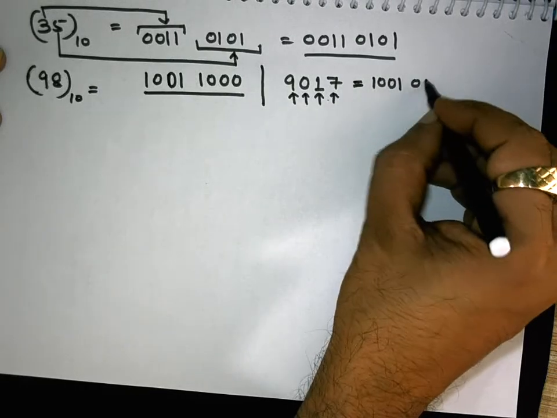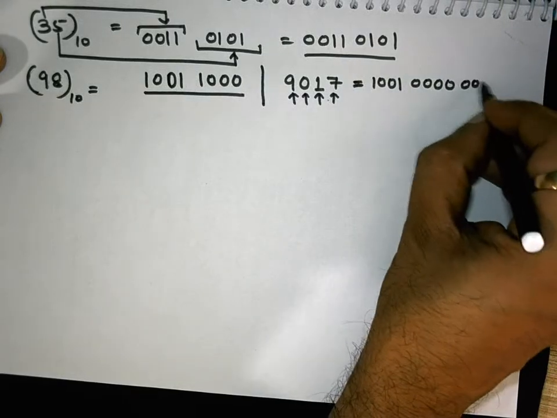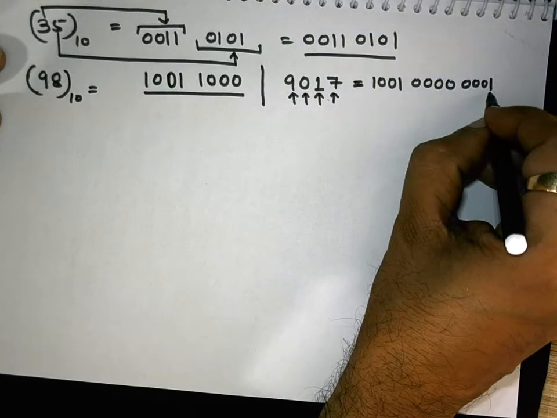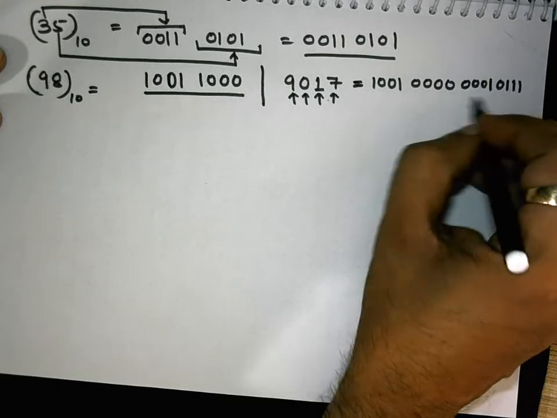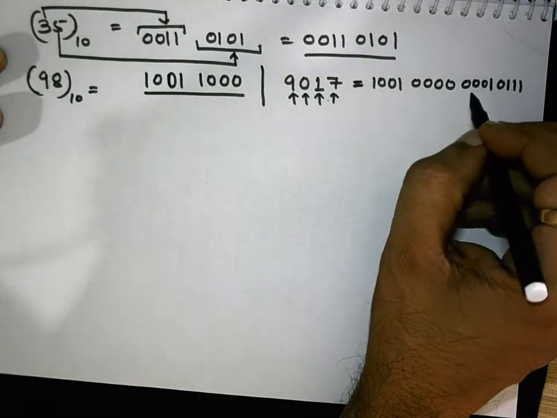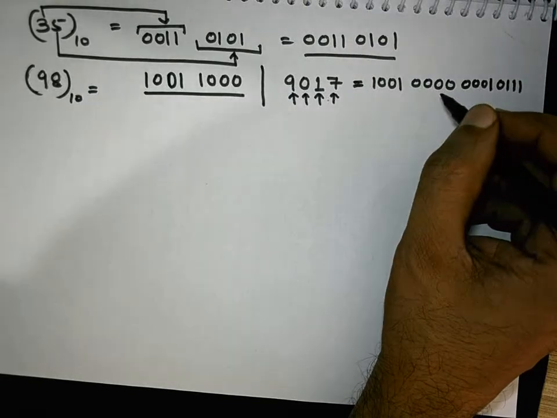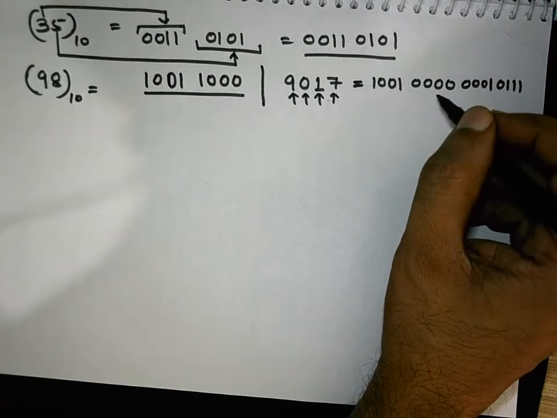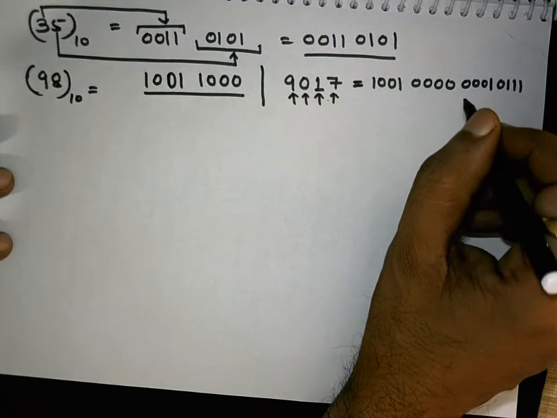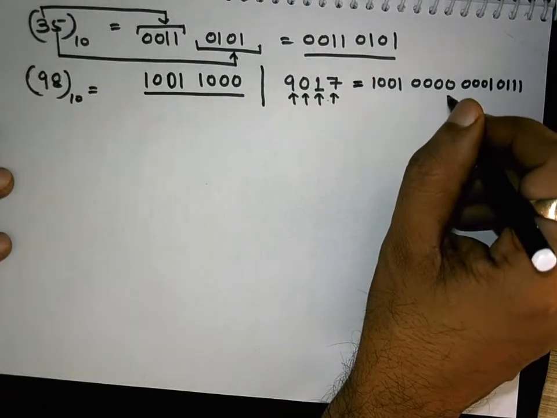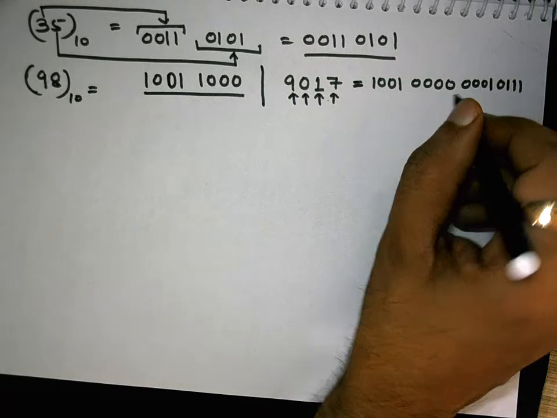Corresponding to 0 you have 4 zeros. Corresponding to 1 you have 3 zeros and 1, not a single one. And corresponding to 7 you have 0 and then 3 ones. So this is the way to convert any given decimal number to its BCD equivalent, or you can perform the reverse conversion. If a BCD number is given to you, you can obtain its decimal equivalent.